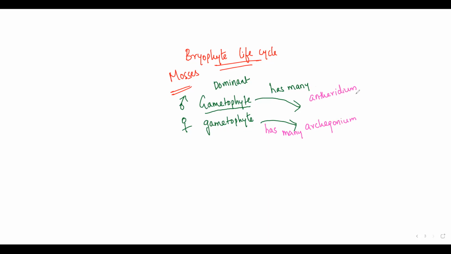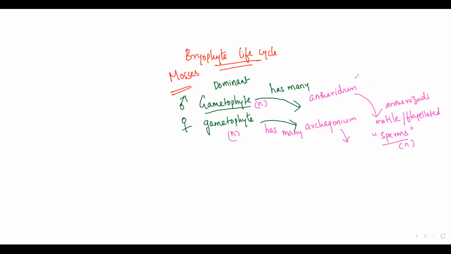Now, these antheridia produce motile antherozoids, which are flagellated. These flagellated motile antherozoids can be considered like sperms. And these are going to be haploid in nature because the gametophyte is also haploid.